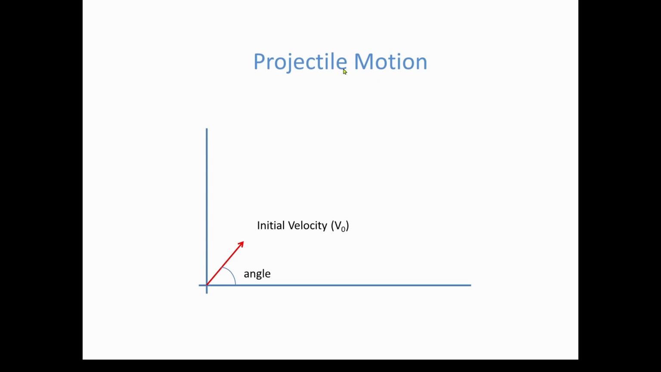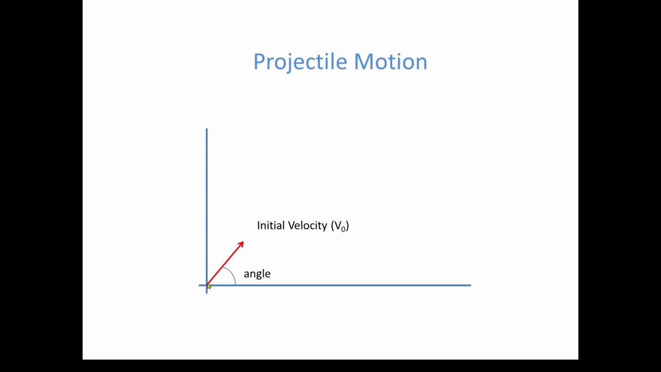Now, the next thing we're going to talk about is projectile motion. So let's say I've got an object I'm going to shoot from a cannon starting at the initial 0 point, and I'm going to fire it at an angle, whatever angle I choose, and it's going to have an initial velocity. When it comes out of the cannon, it's going to have a speed.